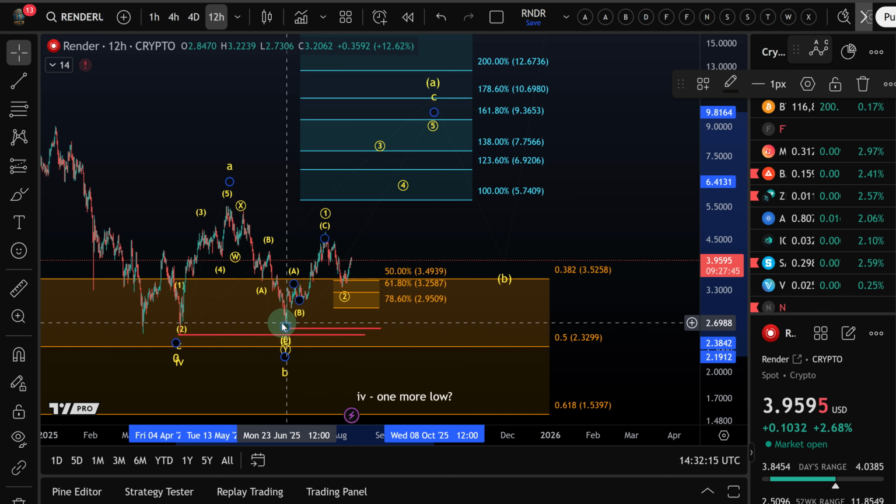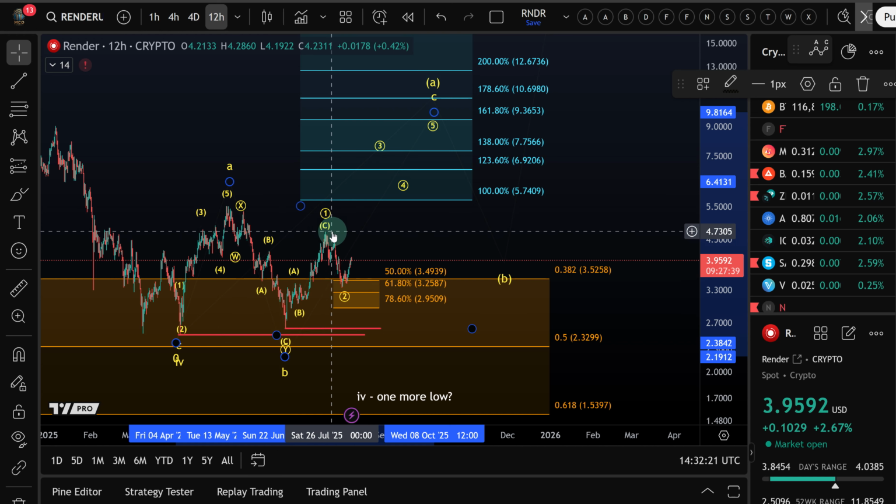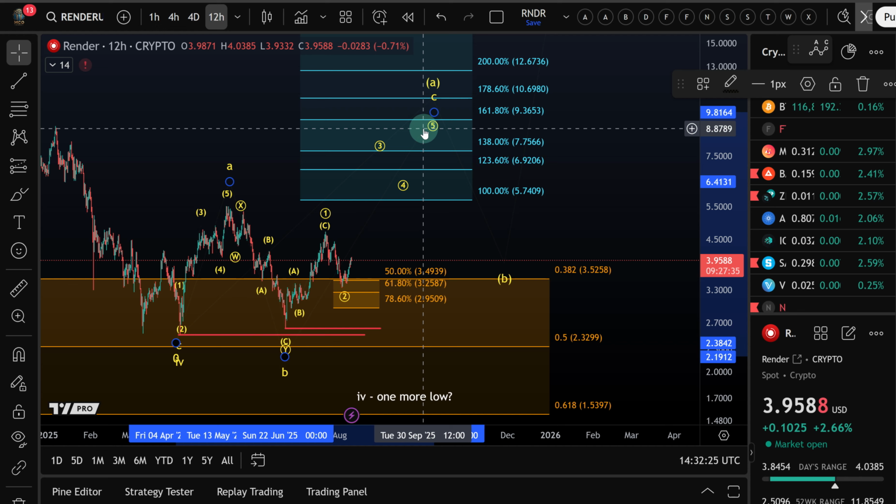Why is this important? Because the wave 1 is a 3-wave move, and so I cannot call that an impulse. I can call it a diagonal structure. Now, it's important to understand that because in diagonal patterns, the subwaves are typically all corrective in nature. We're likely going to see a lot of different 3-wave patterns across the board.